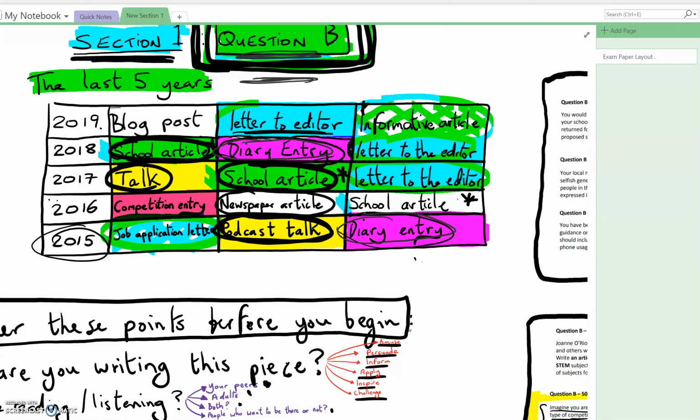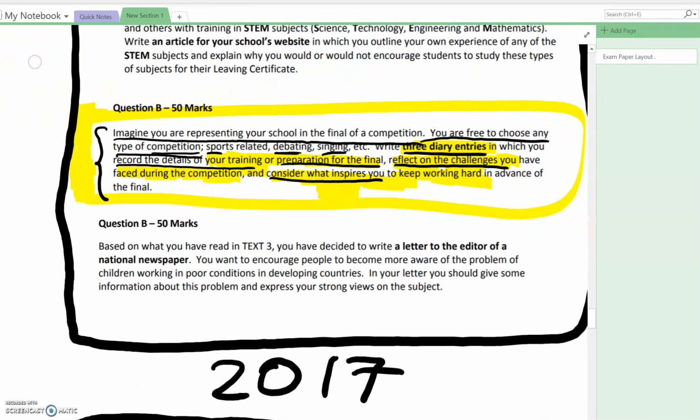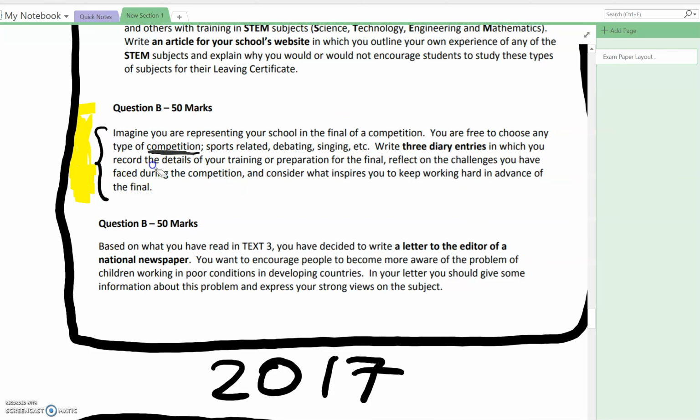So let's take a look at the ones that have come up in the past. There was one that came up in 2018 here. Let's take a quick look at that. We have it in yellow here highlighted, and it says, imagine you are representing your school in the final of a competition. You are free to choose any type of competition. So they give you some suggestions. Maybe it's a sport related competition, maybe it's a debating competition, maybe it's a singing competition, and you have to write 3 diary entries in which you record the details of your training or preparation, reflect on the challenges you faced during the competition, and consider what inspires you to keep working hard in advance of the final.